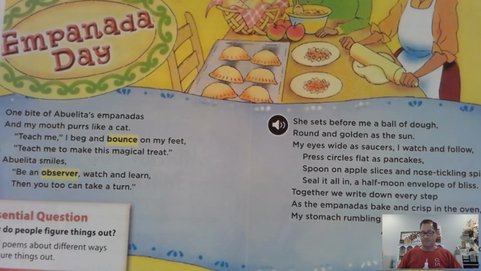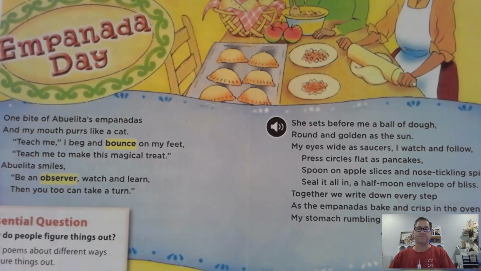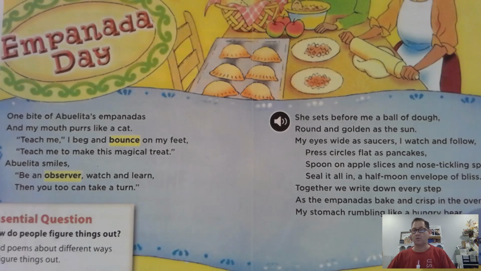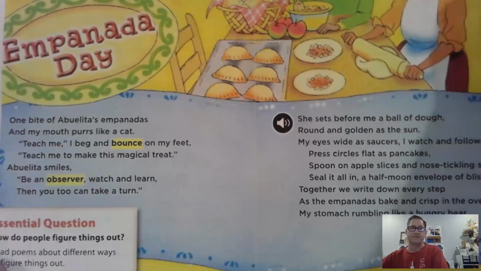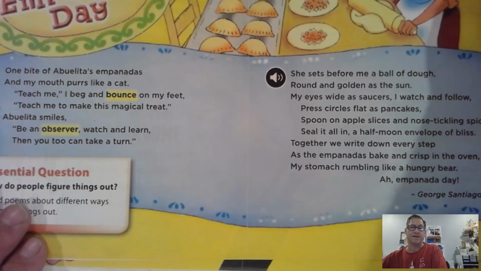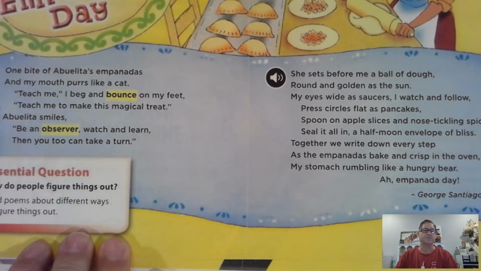All right, so now we're going to have some poetry terms. And the first one I want to cover is a concept known as free verse poems. Okay, now I'm actually going to read you an example from this week's workshop stories. Okay, it's called Empanada Day. And it's written by George Santiago. And so let's read this real quickly.